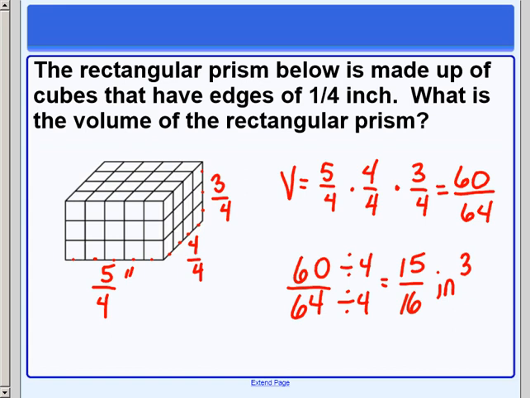And again, that's because each cube has a side length of 1/4 of an inch. So I have to figure out that 5 cubes together will make 5/4 of an inch, or 1 1/4 inches. So it would be okay to do 1 1/4 times 1 times 3/4. And if you do that, you're still going to get 15 16ths of a cubic inch.